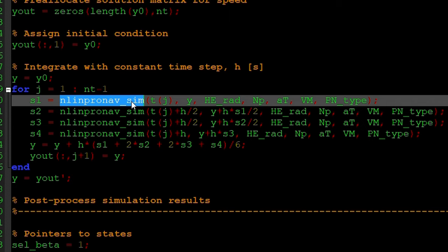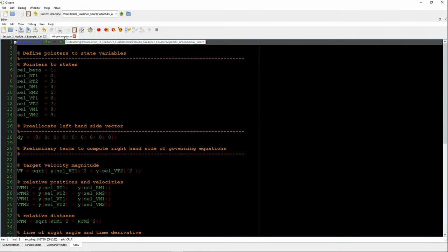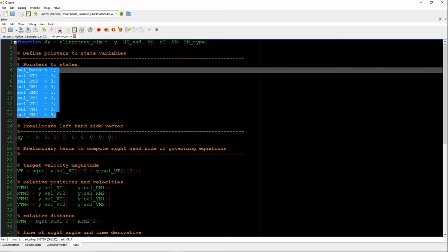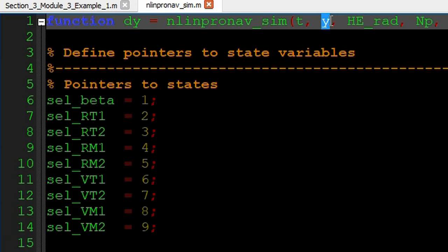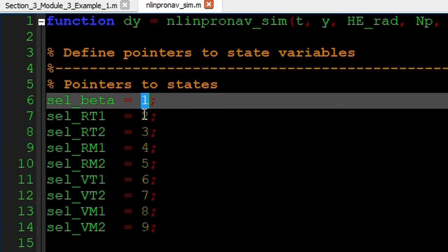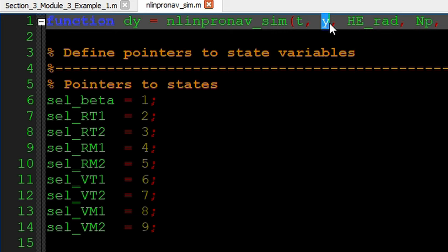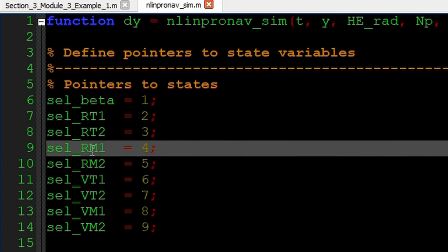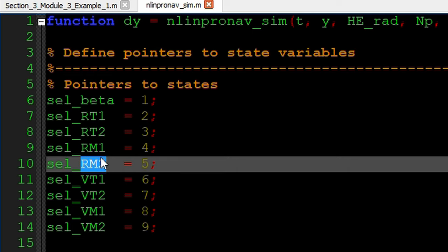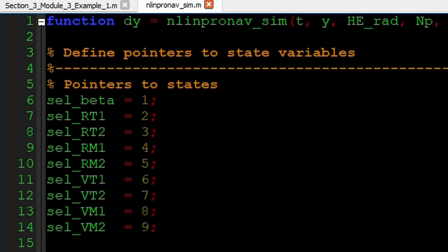So these are the x dot equals f of x equations that govern the 2D engagement. Here we are now in that script, where the first thing I have are pointers to the individual states contained in the variable y. Using a pointer as opposed to hard coding an index into a variable to select something is a good way to avoid misindexing a variable, that is, selecting an incorrect state because we put in the wrong number. Instead, we input the pointer and we select the state we want without error.